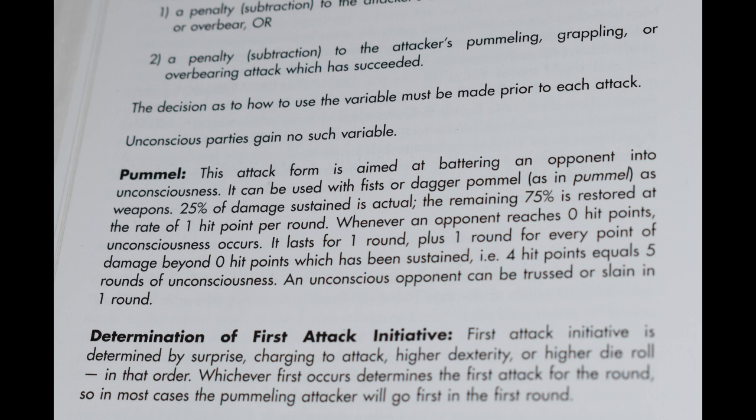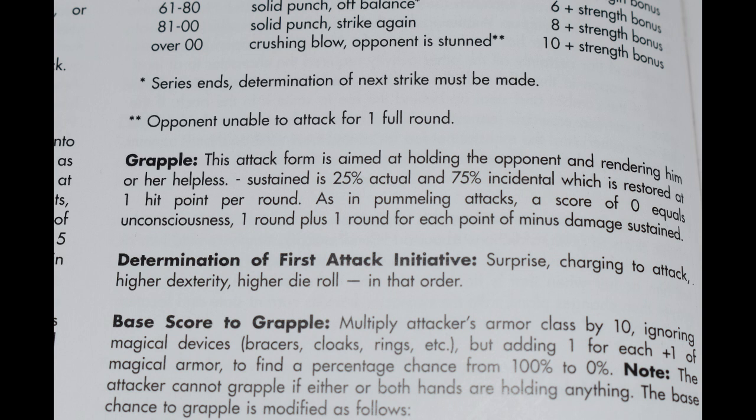So you do inflict 4 points of damage with a punch. 1 point is, quote unquote, real damage, and the 3 points is incidental. So with the incidental damage then, if the person has 10 hit points, the more incidental damage you do, you're keeping track of two different tallies.